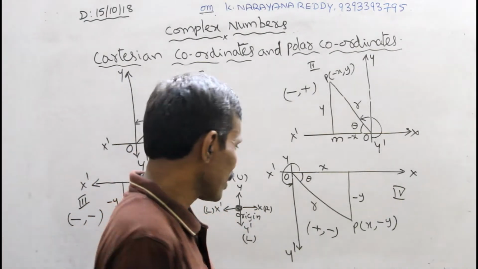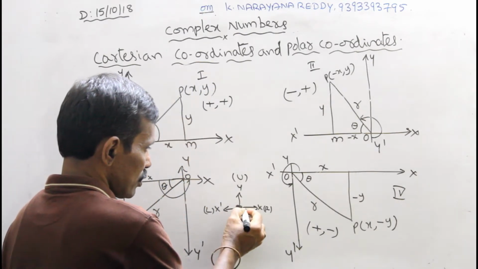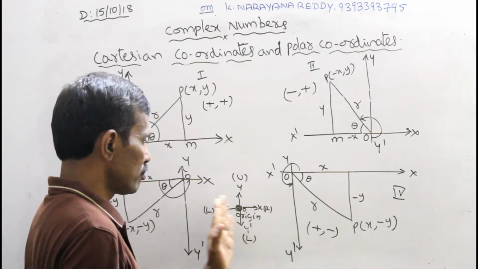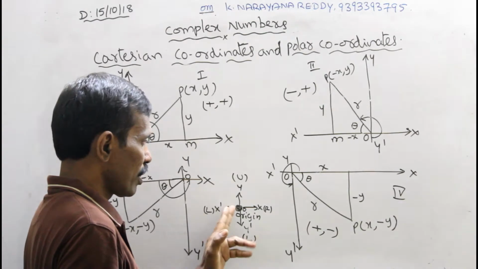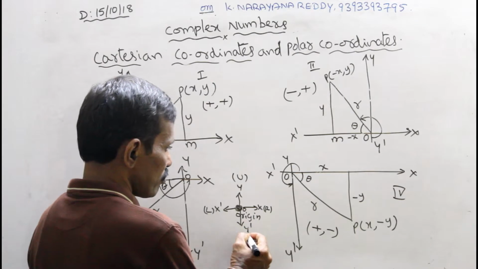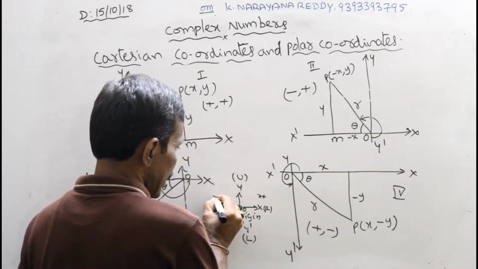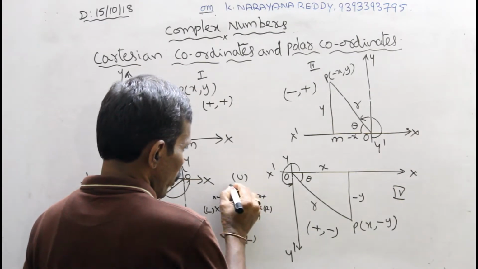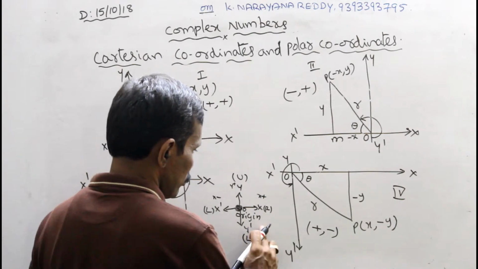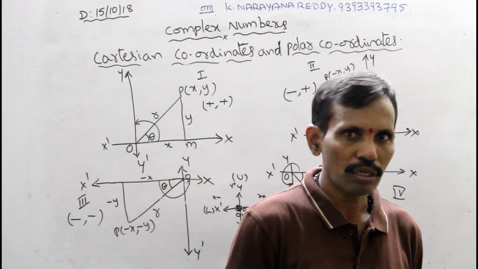Okay, dear friends, remember this. This is the origin. That is called 0. Right side is x positive, left side is x negative. Upper side is y positive, below side is y negative. Okay? Here x positive, x negative, y positive, y negative. That's all. This is the point which you have to observe.